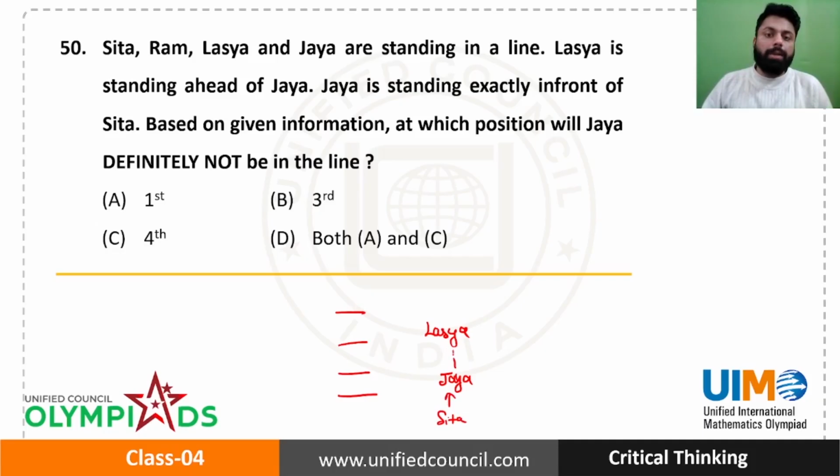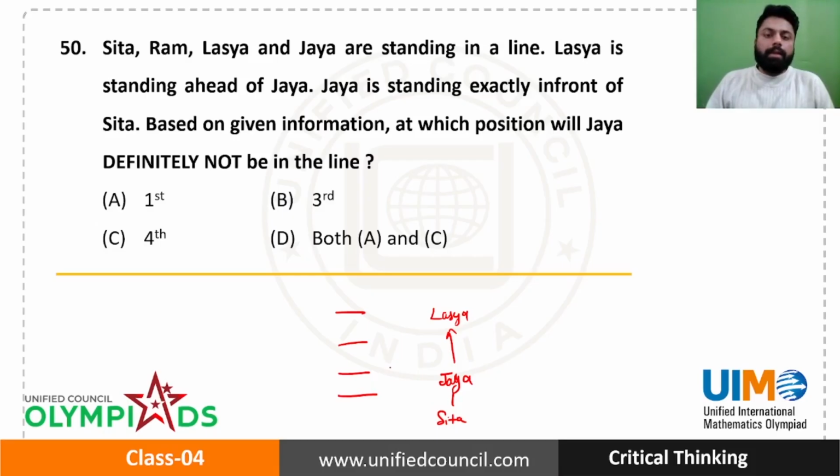Now we do not know how many members are there between Lasya and Jaya. Maybe they are just one next to another, but there is a gap. Here there is not a gap. They are directly next to Jaya. Based on the given information, at which position will Jaya definitely not be in the line?